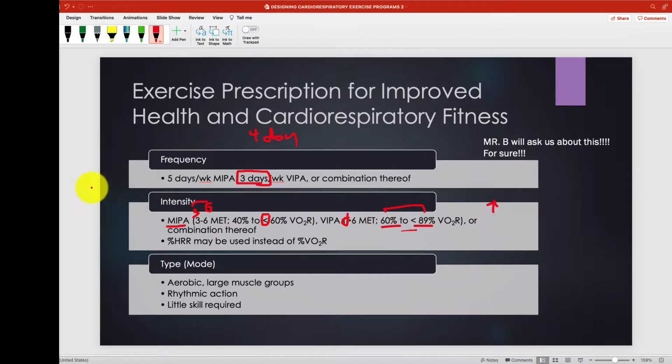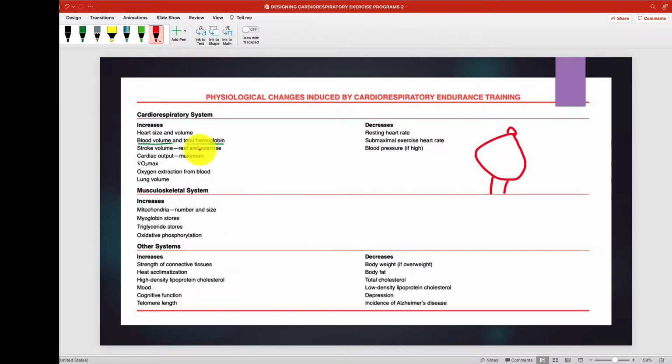And if we progress them with intensity, time, duration and frequency, then we start to get wonderful adaptations. And the more we progress them, the more we increase these adaptations. And the more we increase these adaptations, the longer we can stay on a graded exercise test. And the longer we can stay on a graded exercise test, the greater our VO2 max is, and the greater our peak VO2 is. So those are arrows pointing up. This is how all this works.